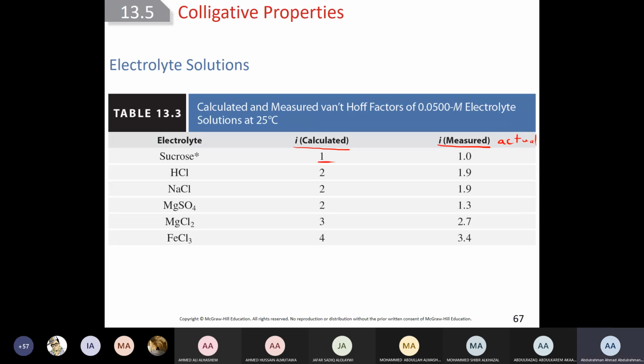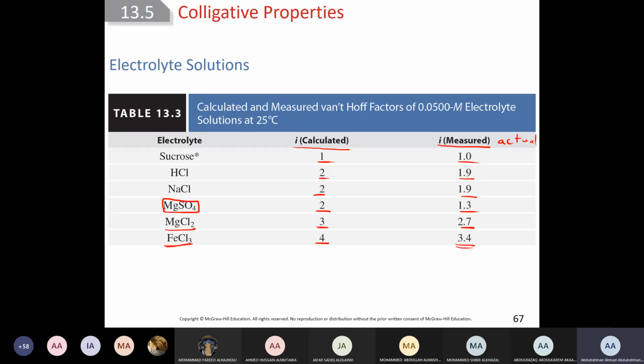See, and if it's 1, it's always 1, same. But if it's 2, usually 1.9. And in AlCl2, it's 1.9. Look at MgO. How many units should you have? Actually, I mean calculated, 2. But what's the actual? 1.3, less than 2. MgCl2, how many should you have? 3, but actual 2.7. If FeCl3, we should have 4, but actually have less than 4, which is 3.3.